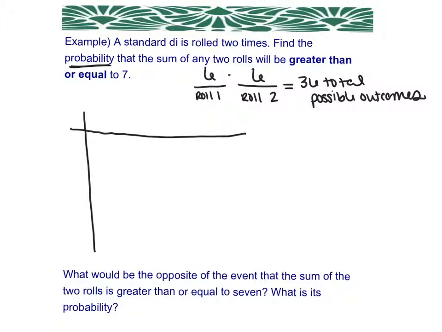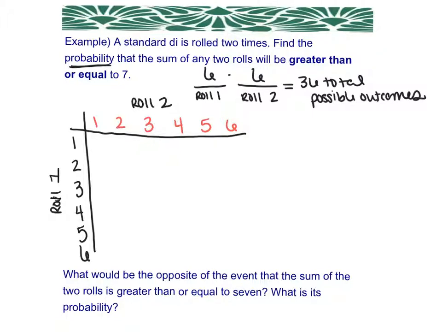And let's let this axis here be roll 1, just spelled roll wrong, R-O-L-L. And then let's let this axis be roll 2. So my outcomes are a 1, a 2, a 3, a 4, a 5, or a 6. And here I get a 1, a 2, a 3, a 4, a 5, or a 6.